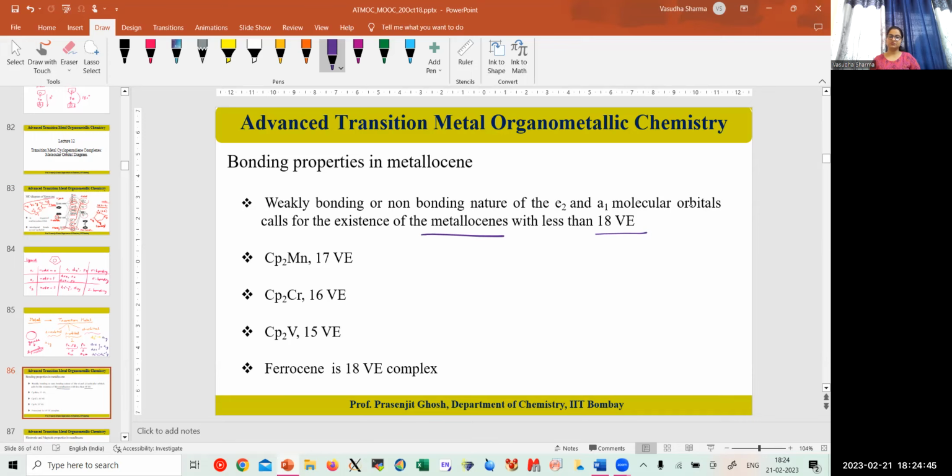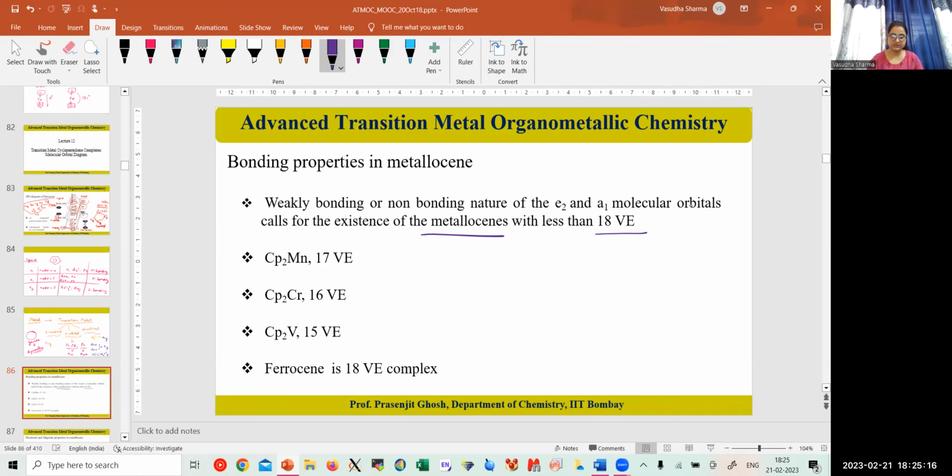Except for ferrocene, which is 18 valence electron, the rest are metallocenes with fewer: manganese 17 electron, chromium 16 and vanadium 15. They have no outside charge, so they will form less valence electron complexes, because A1 and E2 do not have much bonding nature. They are almost non-bonding or weakly bonding. Because of that, their total valence electron count decreases.